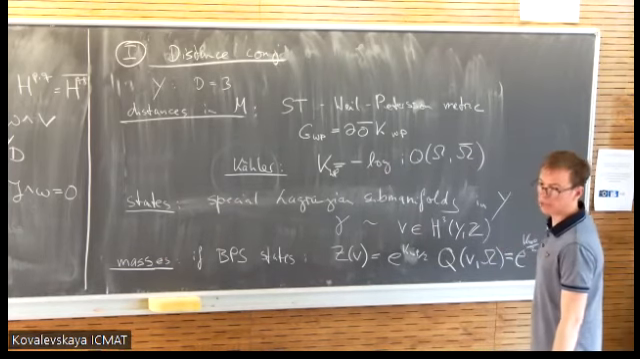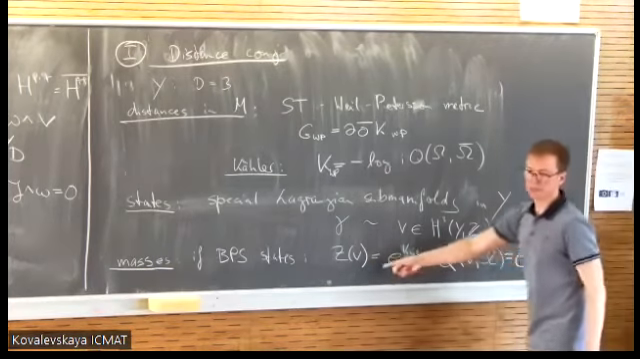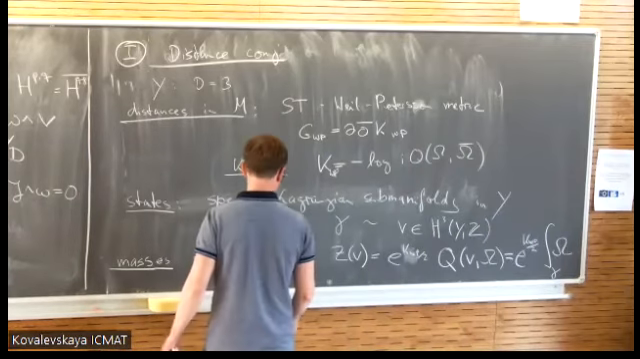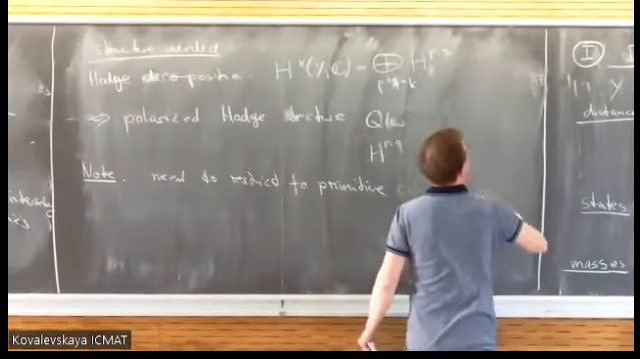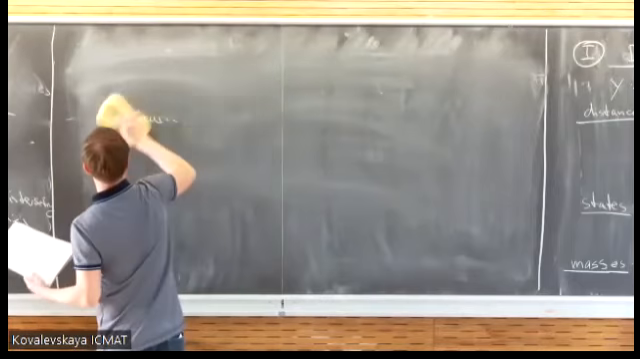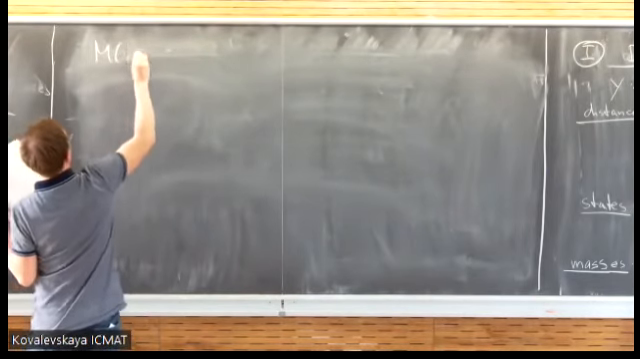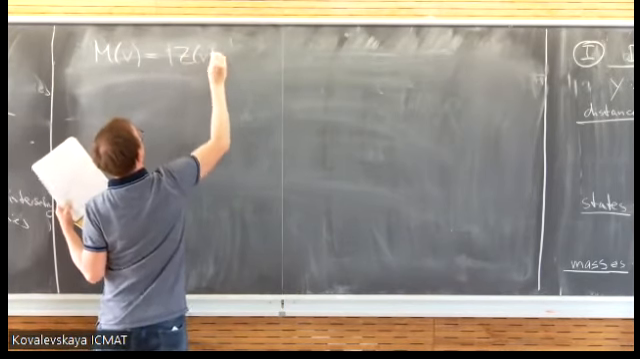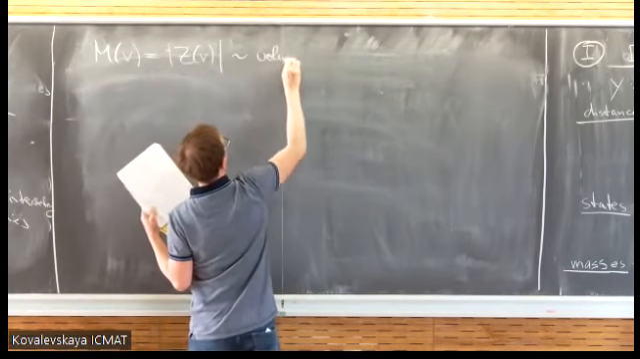Of course, that's a complex number, right? Because this is a 3,0 form, so a complex number comes out. So what do I mean by mass? The mass is actually the absolute value of this. So the mass of V is actually the absolute value of this. So just volumes of cycles.